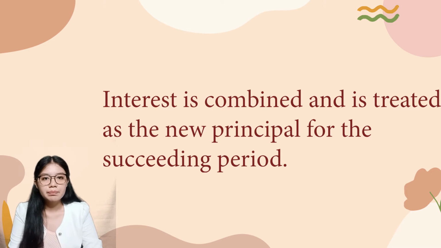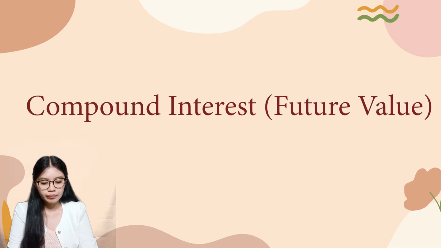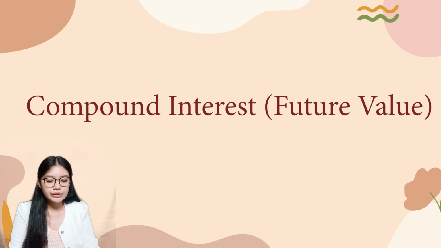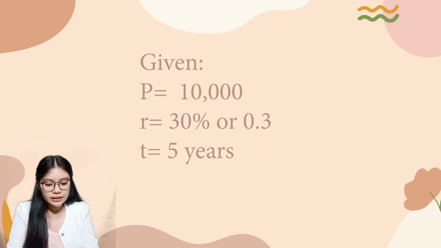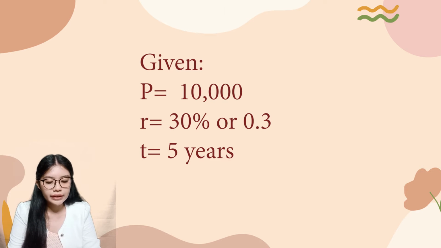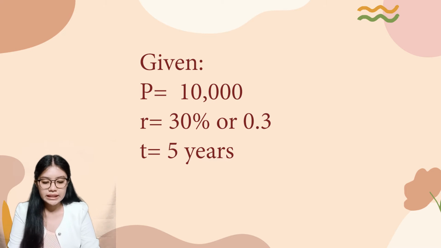Here are some examples of compound interest. Compound interest in future value. Mrs. Alba makes an initial investment of 10,000 pesos for a period of 5 years. Find the value of the investment after the 5 years if the investment earns a return of 30% compounded annually. Here is the given. P is equals to 10,000, R equals to 30% or 0.3, and T is equals to 5 years.